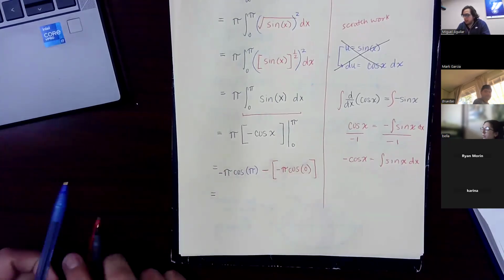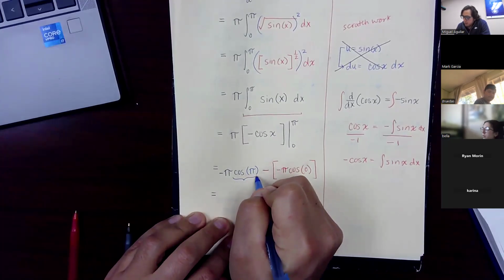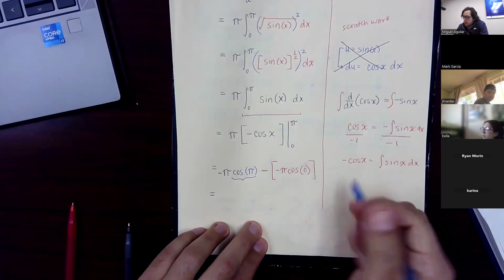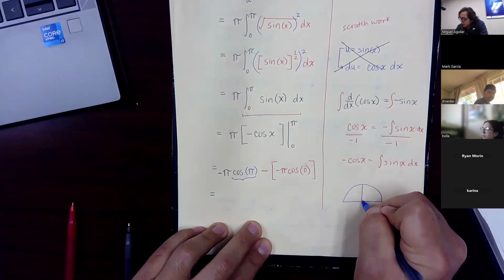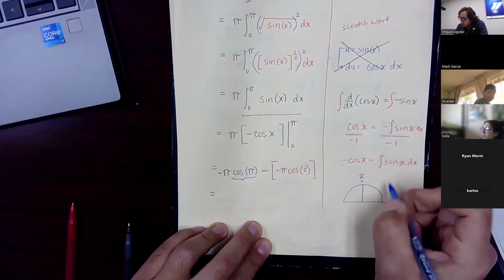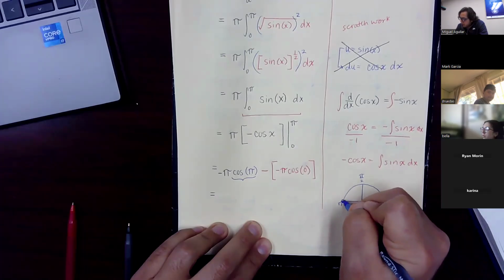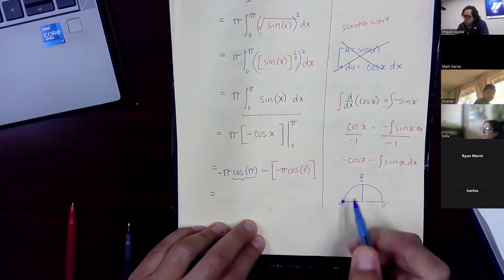So now we just need to think about what is the value of cosine when the angle given is pi. This is kind of me in my head visualizing the unit circle, right? This is pi over 2. This is 0. This is pi. If we're over here, cosine represents the x value, right? So the x value of this point would be -1.